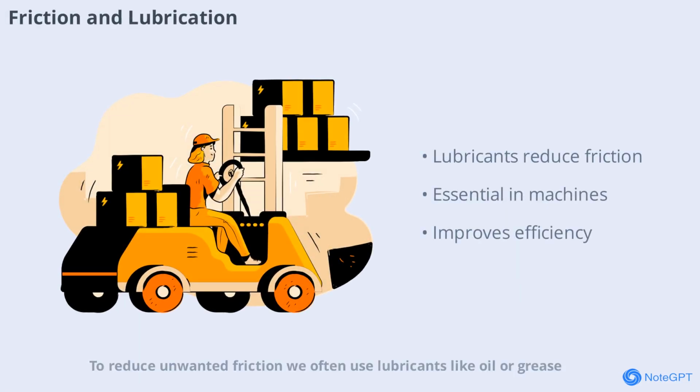To reduce unwanted friction, we often use lubricants like oil or grease. Lubrication creates a thin layer between surfaces, allowing them to slide more easily. This is crucial in machines, engines, and even in our own bodies, like the joints in our knees. Proper lubrication extends the life of equipment and improves efficiency.